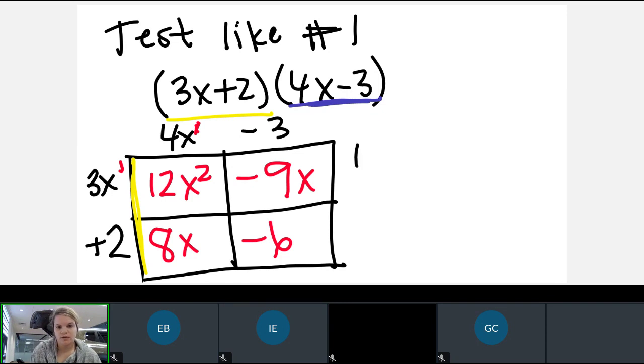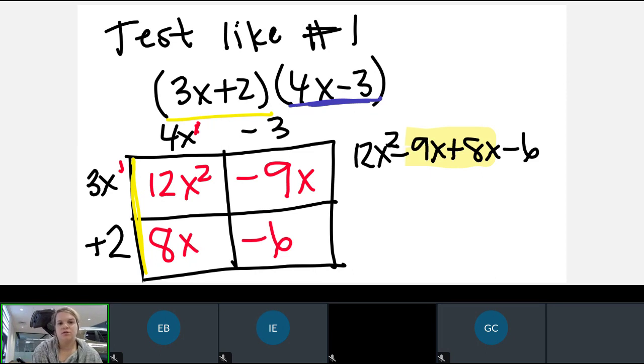So then we would write this all out in one big long line. So 12x squared minus 9x plus 8x minus 6. And then as you can see, we do have a pair of like terms that we can combine. Yeah, so it is the same as distribution. Yep. It's just a different word for it.